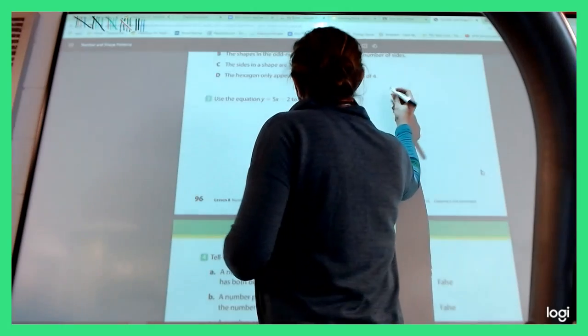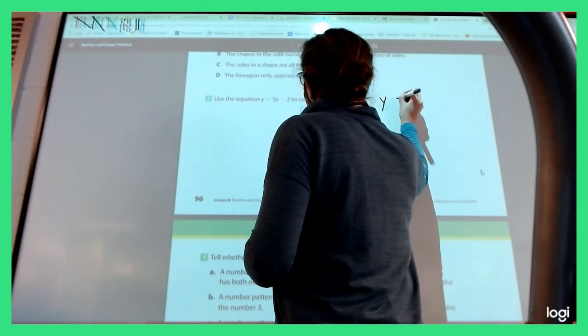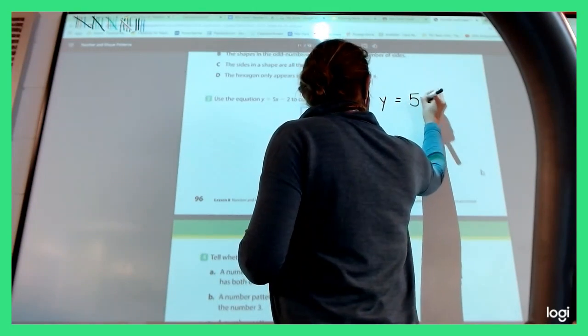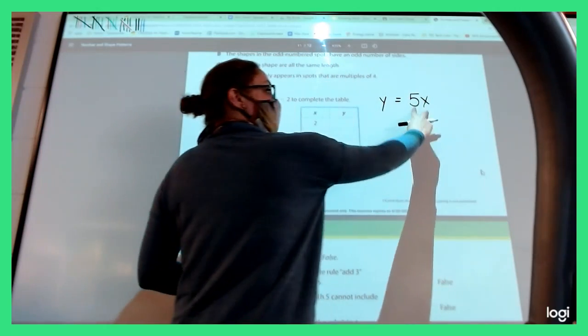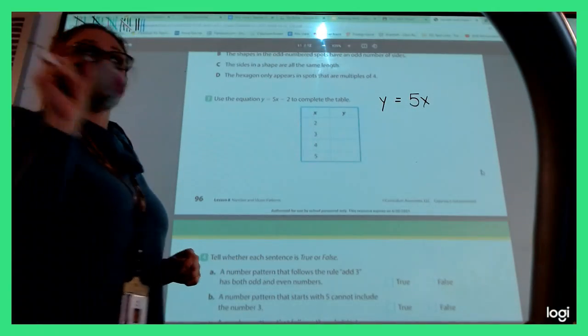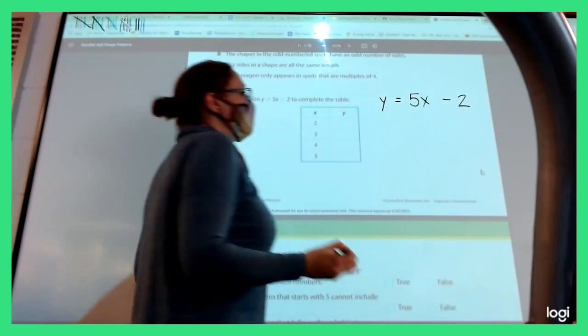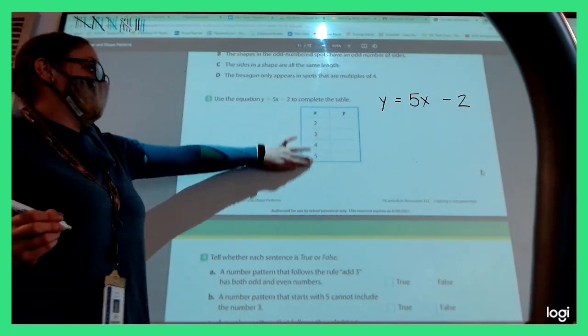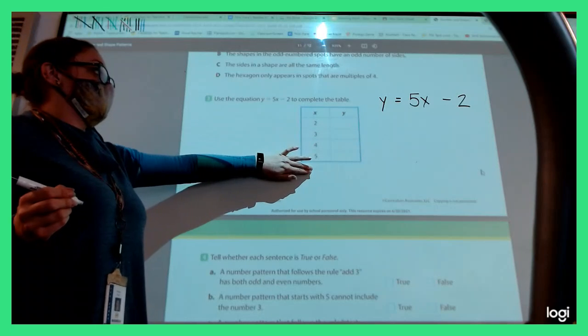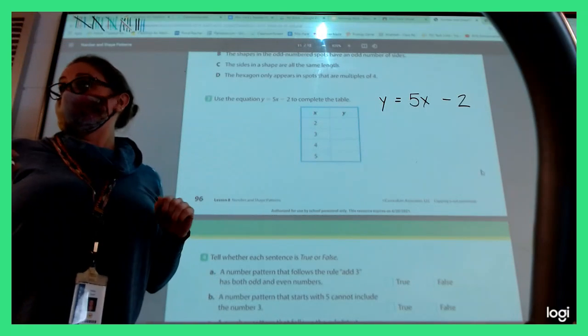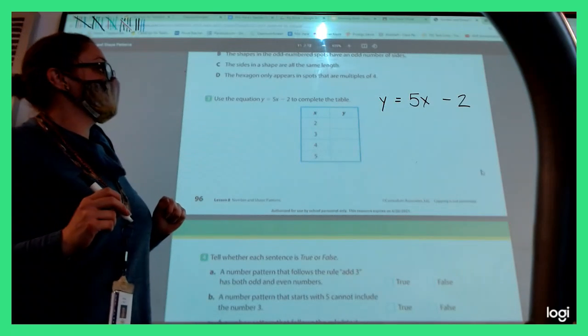So I like to write my equation big to the side. Y equals 5 times x. Remember, when two things are right next to each other like that, it means multiply. Minus 2. In our table, they give us different values for x. And what do I need to do with them? Hayden? Multiply them by 5.